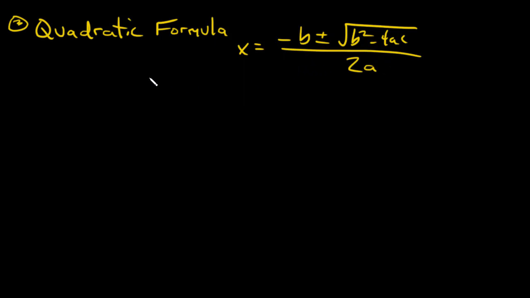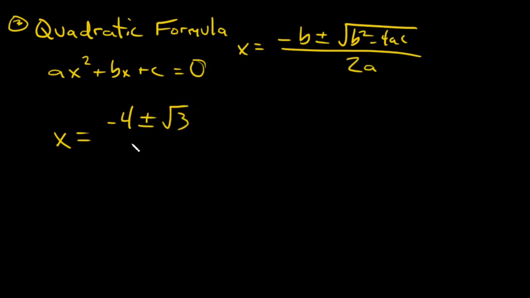It works very well. All you have to do is make sure that everything is on the left and equal to 0 before you pick out your a, your b, and your c. That's the only thing you have to do to make sure the quadratic formula works. There is one big problem that people have with the quadratic formula, and that is once you get to something that looks like, I'm just making this up, x equals negative 4 plus or minus root 3 over 2.